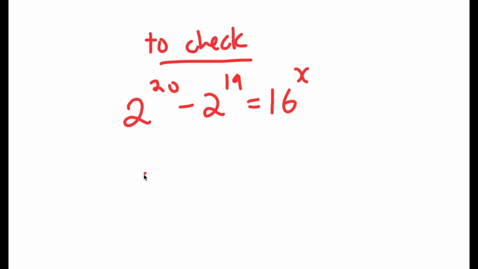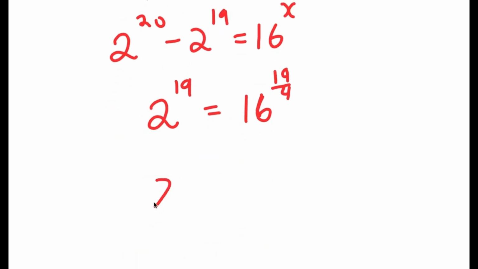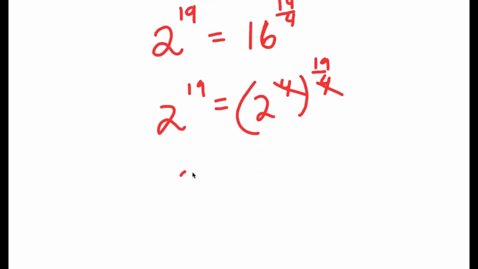Now, 2 to the power of 20 minus 2 to the power of 19, we already know that's 2 to the power of 19. So we get 2 to the power of 19 is equal to 16 to the power of 19 over 4. Now 16, that's the same thing as 2 to the power of 4, so now I have 2 to the power of 4 to the power of 19 over 4, and these two 4's cancel out, so I get 2 to the power of 19 is equal to 2 to the power of 19.